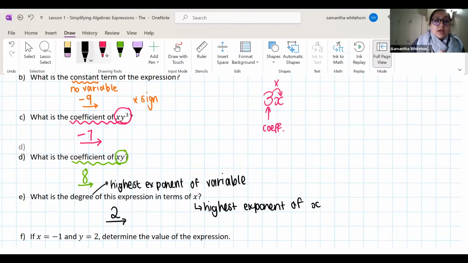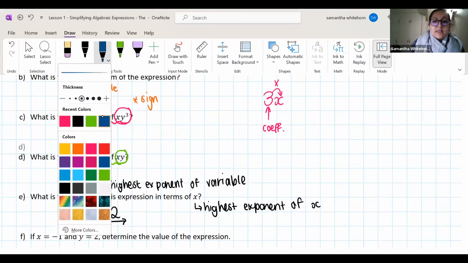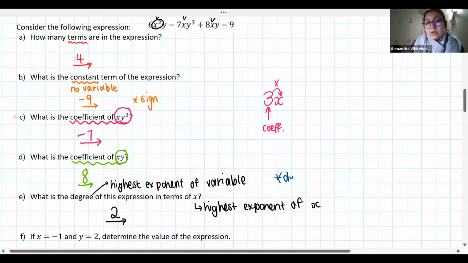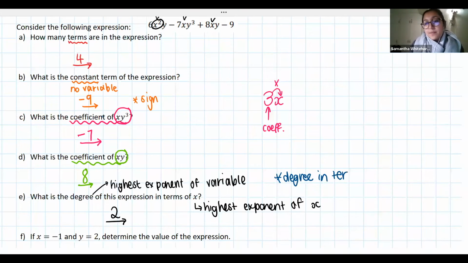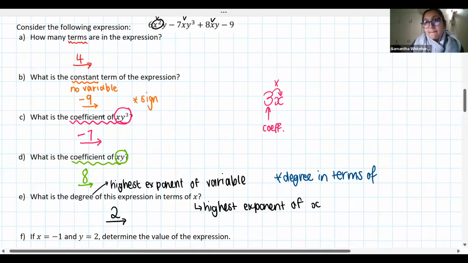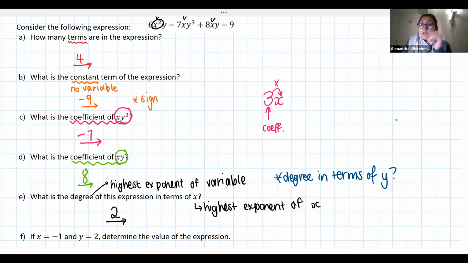So I want you to try this by yourself. If I had said the degree in terms of y, what would the degree be? Put it on the chat. Sorry, I just sort of said words and then stopped. What would the degree be if I asked you in terms of y?